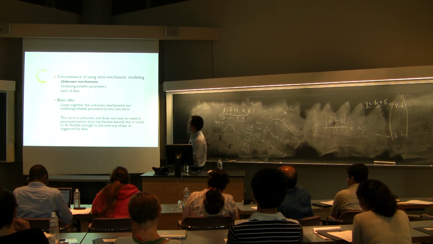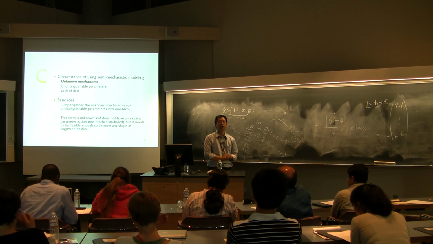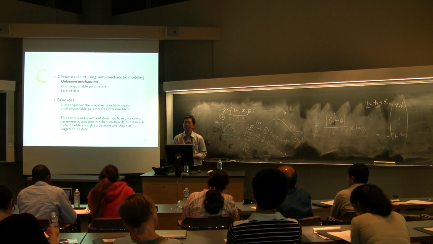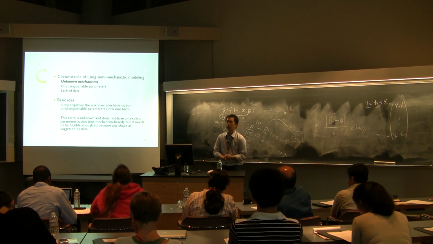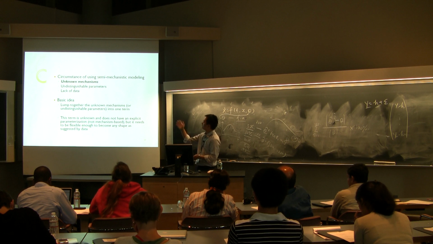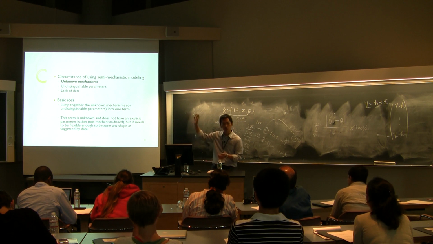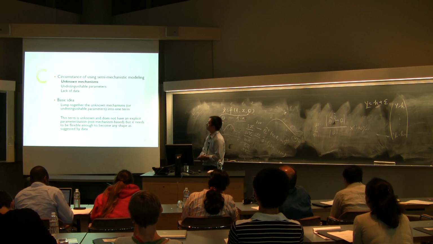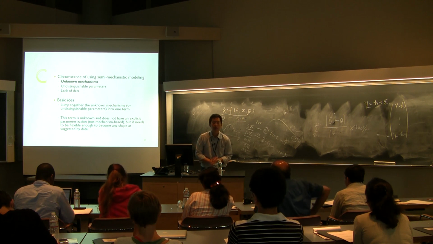The second one is that I may have unidentifiable parameters. That's also possible, but I don't want to make things too complicated, so let's just say that's a second scenario, because our focus will be the first one. And third, sometimes if you lack data, you can also consider this kind of semi-mechanistic modeling.